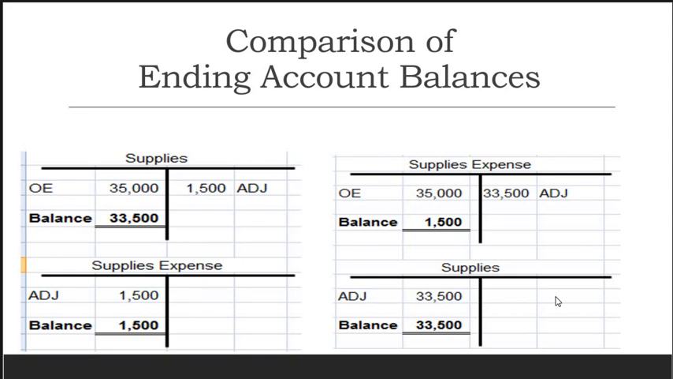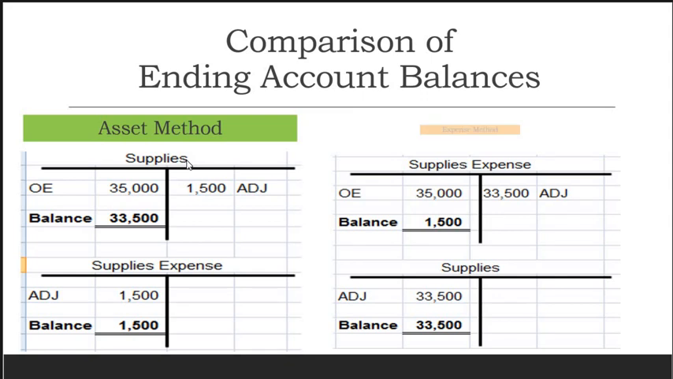So, what will be the effect of these entries and adjusting entries? This is the comparison of ending account balances ng supplies. Supplies is your asset account under the asset method. Itong sa baba, ito yung supplies expense, also under the asset method. So, kung titingnan natin, original entry natin sa supplies, meron tayong 35,000. And then, because of our adjusting entry, di ba nag-debit tayo ng supplies expense, credit, supplies. So, with that adjusting entry, ang balanse ng supplies natin ay 33,500, whereas our supplies expense is 1,500. So, that's for the asset method.